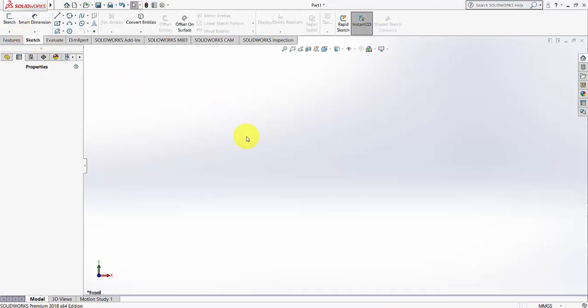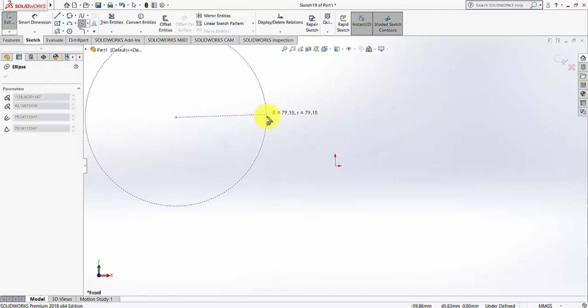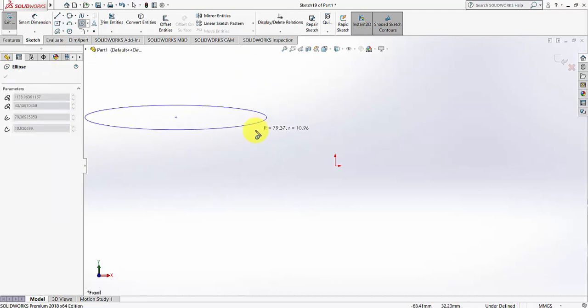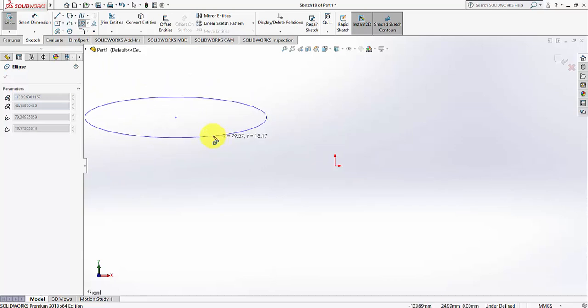Hello everyone, today we are going to discuss the ellipse and its related geometries. First of all, we will discuss the ellipse. In the case of the ellipse, we have to select one point and the next point, and the ellipse will start drawing along these 2 points.